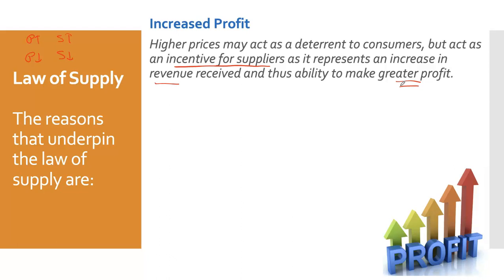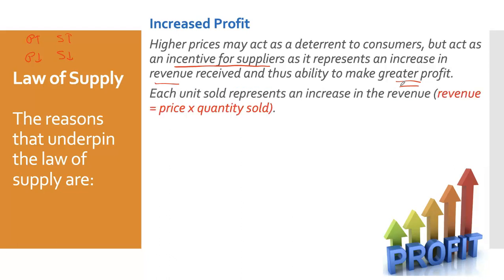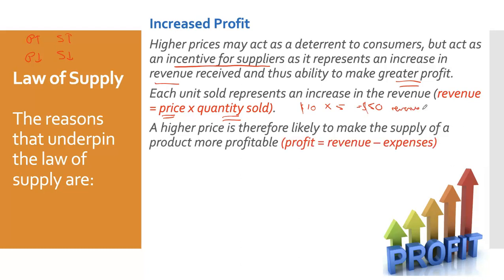And for those that do accounting, because I also teach accounting, we really understand these concepts of revenue and profit. For those that don't, each unit sold represents an increase in revenue. And revenue is essentially the price that we sell things for times how much we sell. So if we're selling something at $10 and we sell 5 of them, we have $50 of revenue. The higher price is therefore likely to make a supply of a product more profitable, because profit is all your revenue minus your expenses.